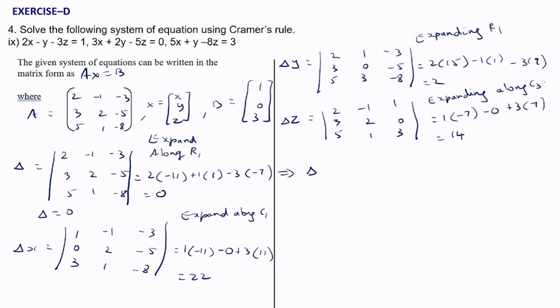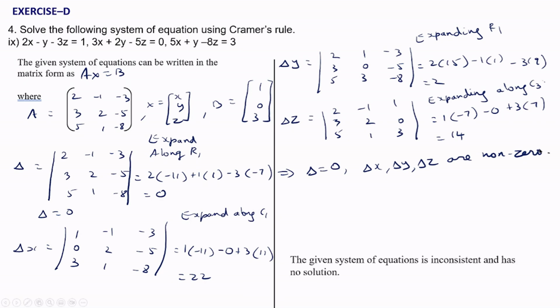So this implies delta equal to 0, and delta x, delta y, delta z are non-zero. So we get that the given system of equations is inconsistent and it has no solution. So these are the solutions for the exercises from the second chapter of algebra, that is, matrices and determinants.